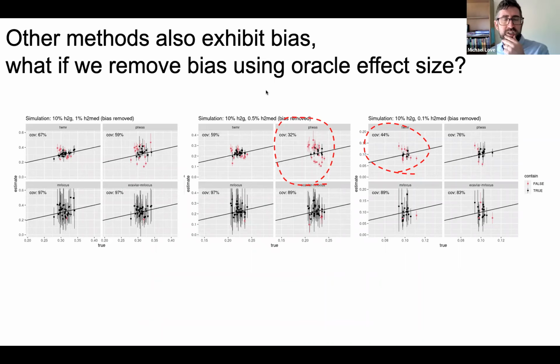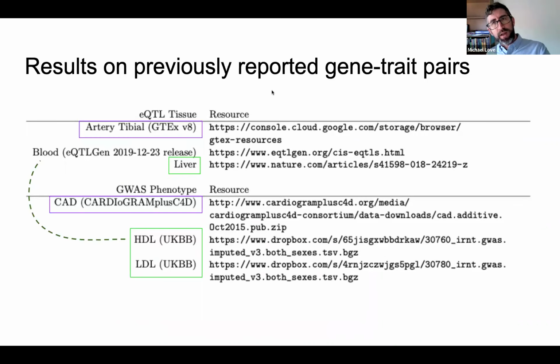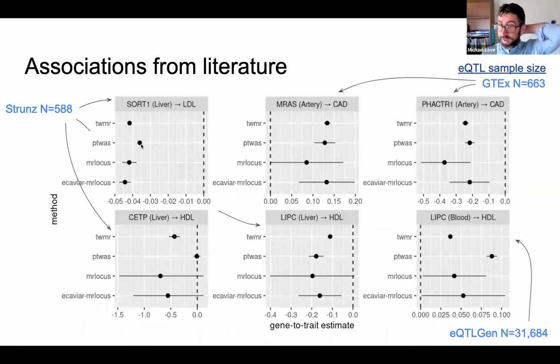I think there are some interesting problems with current methods, so I'm going to jump ahead to application to real data sets. We looked at artery QTL and liver QTL paired up with coronary artery disease and HDL and LDL. This is a summary of each method and its effect size estimate and intervals across different cases from literature where we expected to see results. We're generally in the same range as existing methods, so we're not coming up with a totally different effect size.